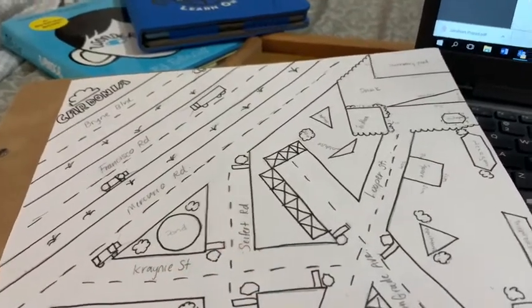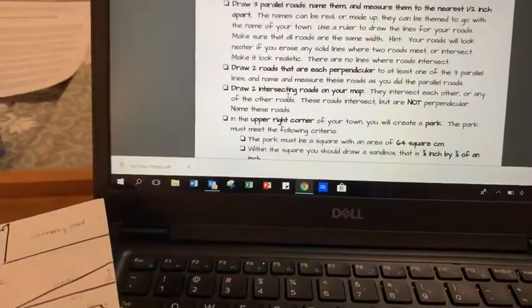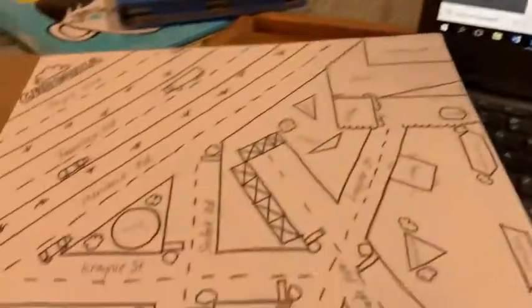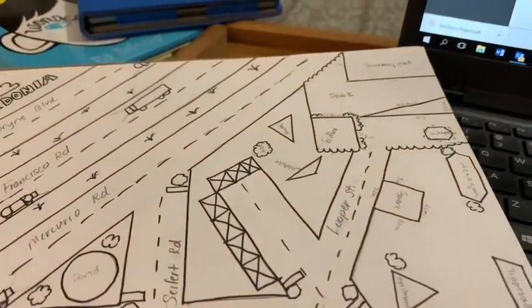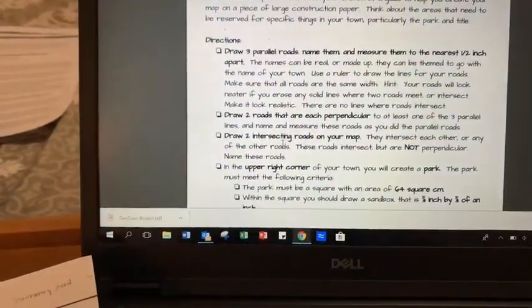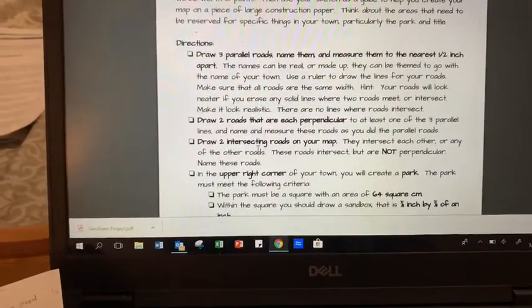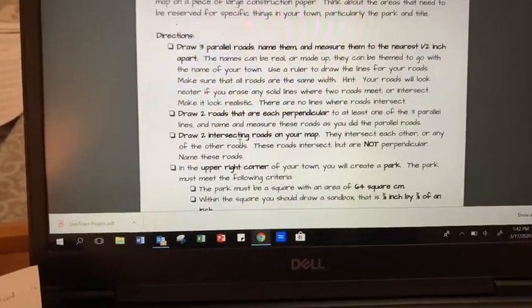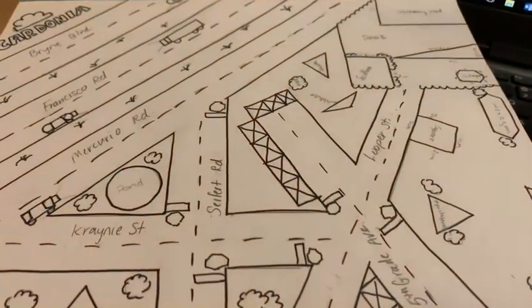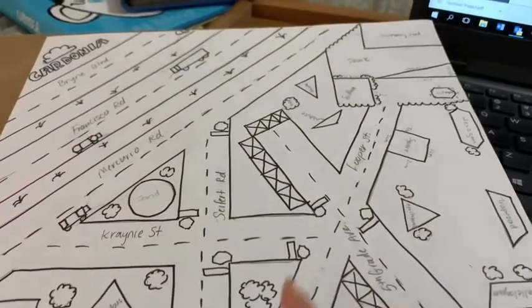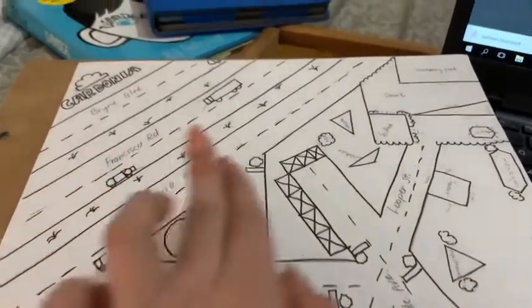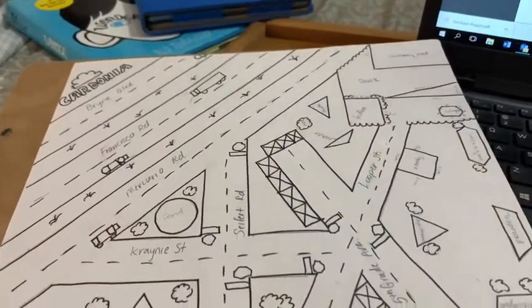Not to be confused with the next part, which says that they need to have 2 intersecting roads on their map. These will be my 2 intersecting roads. Intersecting roads are not perpendicular because they don't have those corners that are 90 degrees. So something else that it says, these roads intersect but are not perpendicular. I've decided to connect my intersecting road to my perpendicular road, which is perfectly fine to do. But as you can see, I have a clear X and I have a clear T with my parallel roads. So those are the directions for the roads.